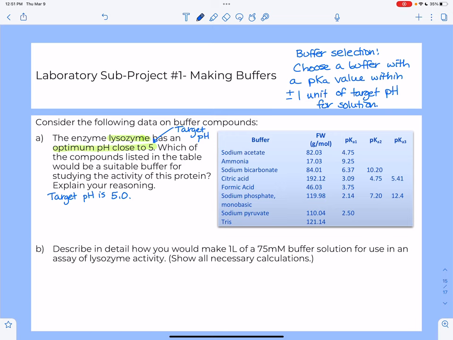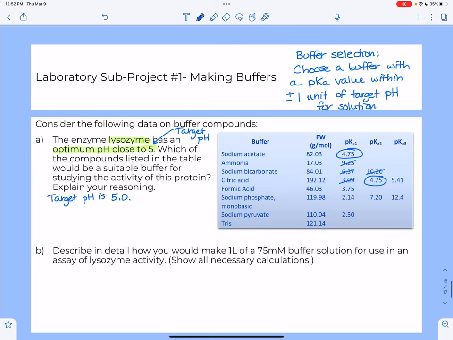So 4.75, that's within a unit of 5. 9.25, nope. 6.37 is a little more than 1, so I'm going to say no. 10.2, nope. 3.09, nope. 4.75, that would be good. 5.41, that would be good. Formic acid has a pKa of 3.75, nope. And all these other ones are farther than 1 unit away from 5. So we have 2 buffers, citric acid and sodium acetate, that could work.